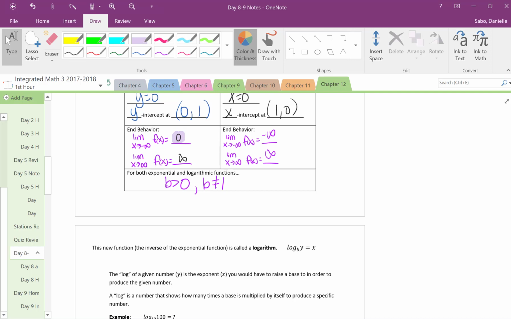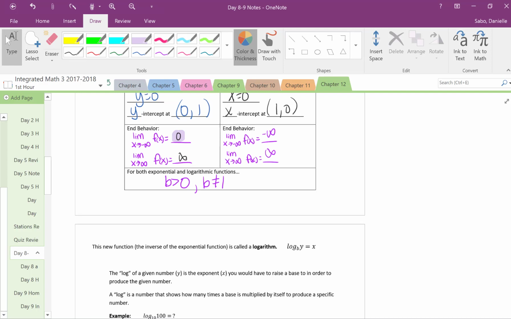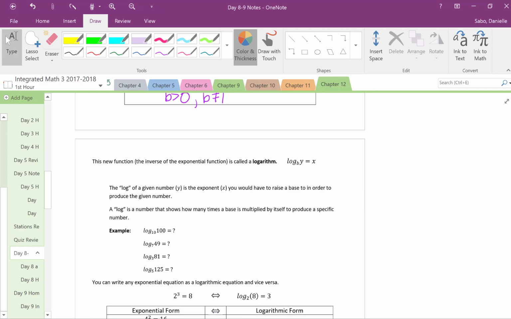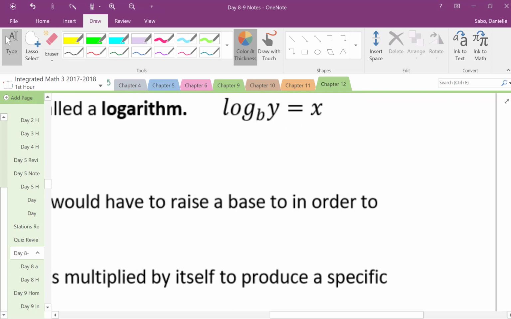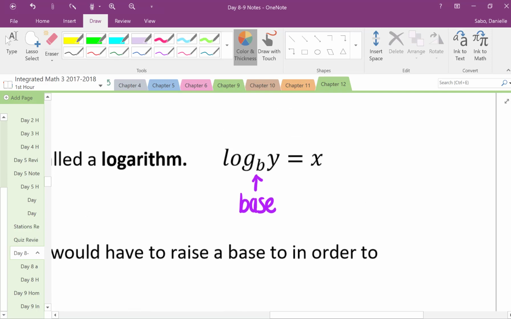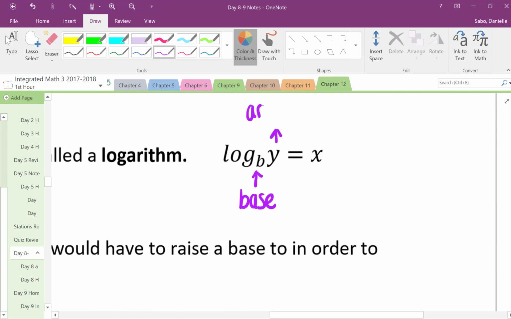Okay, here we get to the real math of logs, and I think logs are fun, but that's just me. So that b is still going to be your base when we talk about logs. The y is what we call an argument, and the x is what we call the exponent in this situation. So again, how you say that, it's log base b. So if it was a 2, you'd say log base 2 of y equals x. Okay?